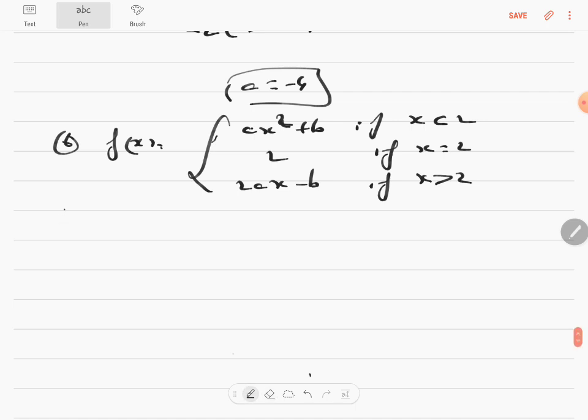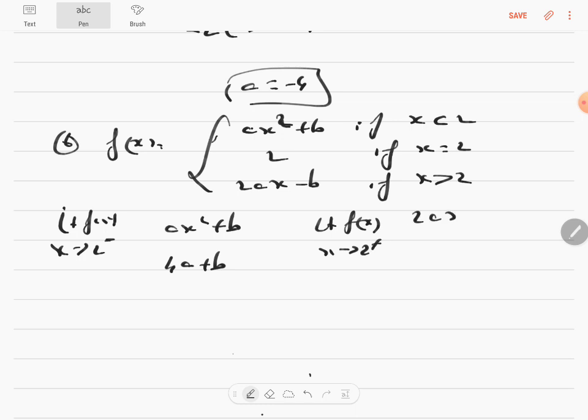Okay. Limit of f of x as x tends to 2 from the left is ax square plus b. According to me, direct substitution because there's no denominator. So it's 4a plus b. And limit of f of x as x tends to 2 from the right is 2ax minus b. Direct substitution, 4a minus b. At that point it is 2. So left limit is equal to right limit is equal to the value at that point.